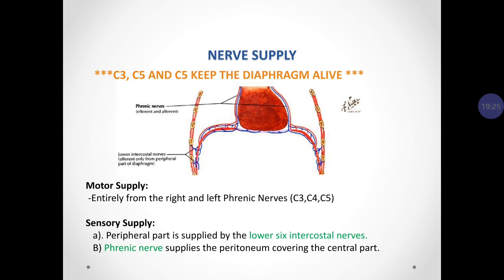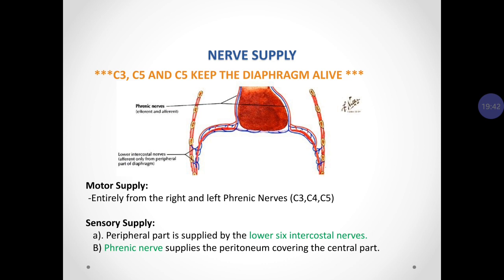When it comes to the sensory supply of the diaphragm, the part of the diaphragm which is at the periphery gets a sensory supply from the lower 6 intercostal nerves, while the peritoneum, which covers the central part of the diaphragm, is supplied by the phrenic nerve.